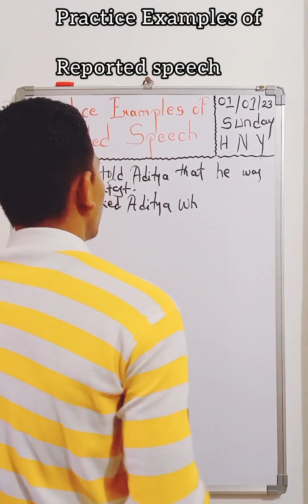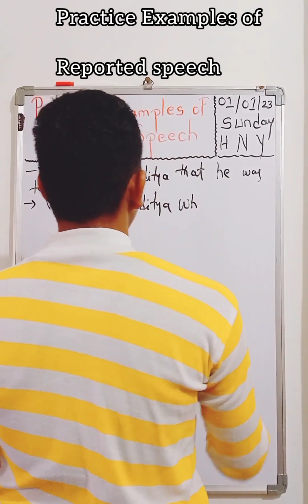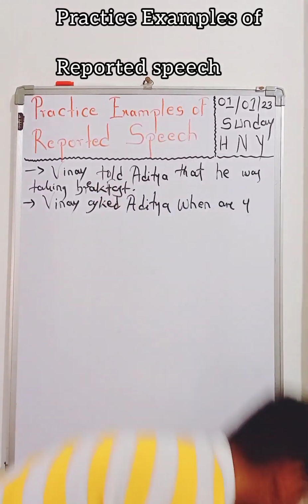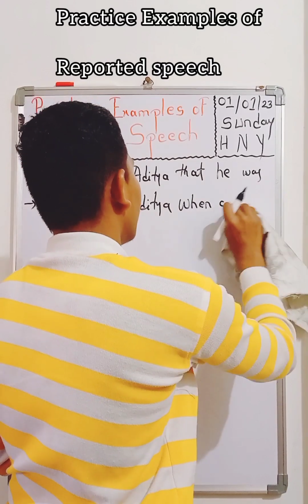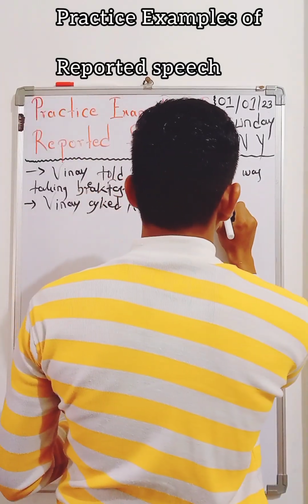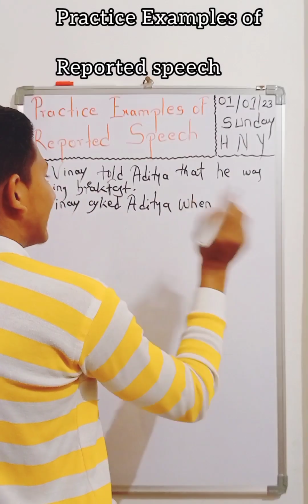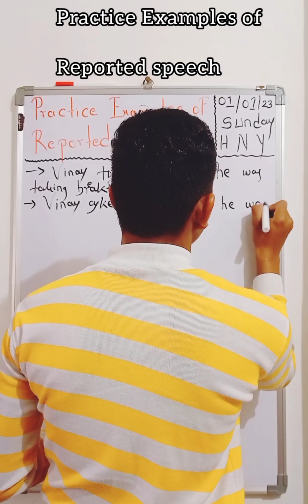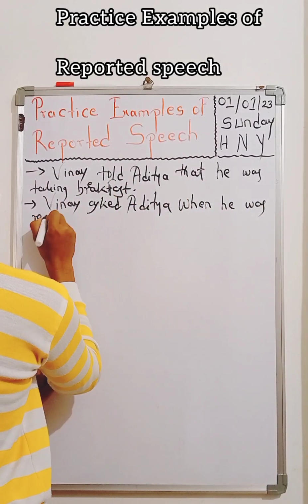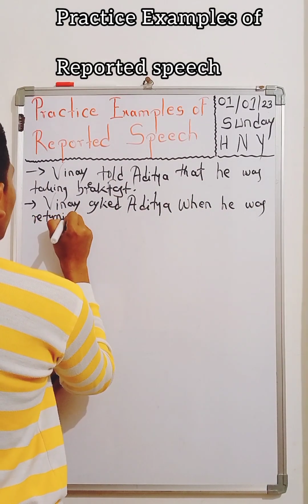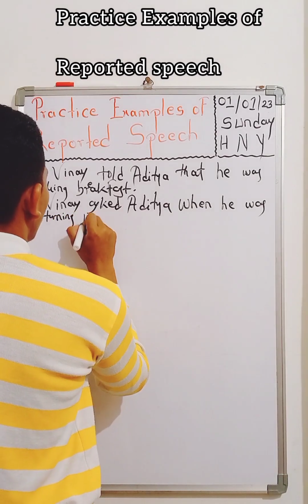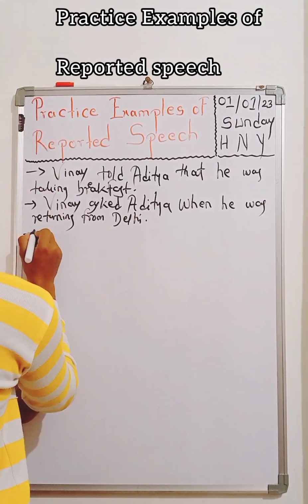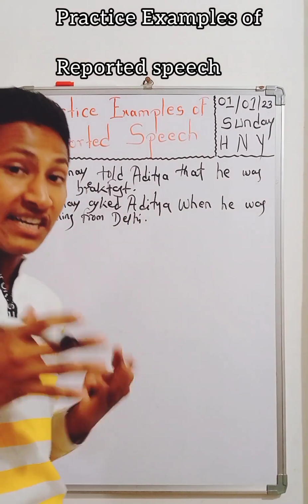So here Vinay asked Aditya, when are you, we have to transform the tense as well. So when are you, then you have to say here, when he was returning from Delhi. This is all about it. Okay, I hope you understood this topic.